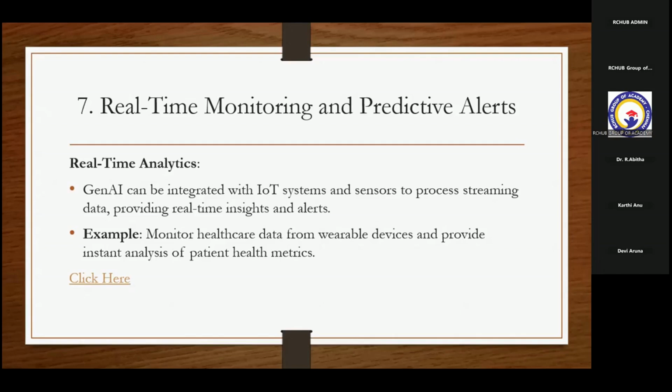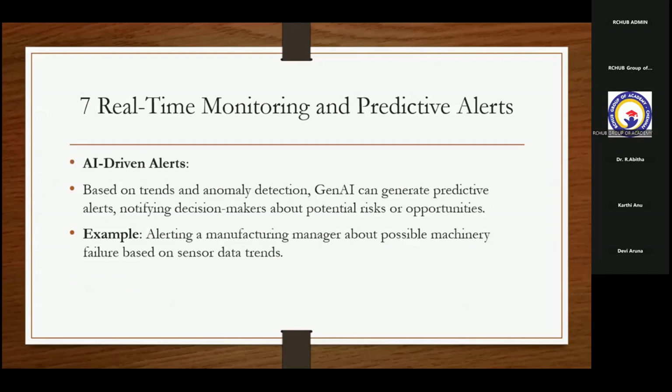Then what is the researcher going to do? It will monitor the health data from the wearable devices, whatever sensors we are using here, and initiate that. Then what about our research side? What can we do with the medical line? Suppose I want to work on the sensor side. These are all things that come under real-time monitoring and predictive alert concepts. And this is about AI-driven alerts.